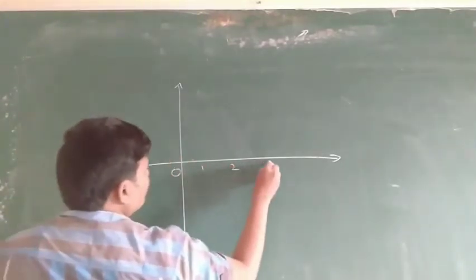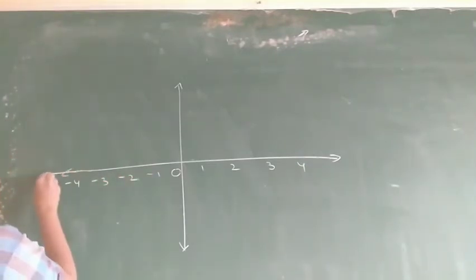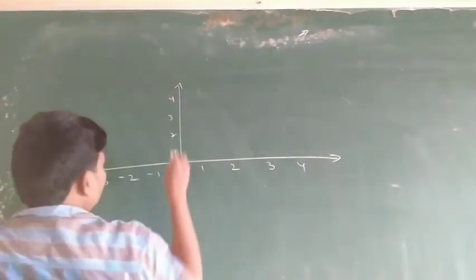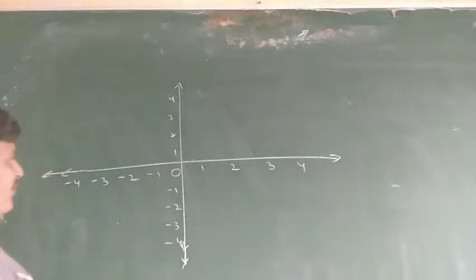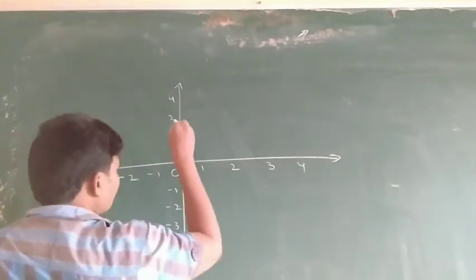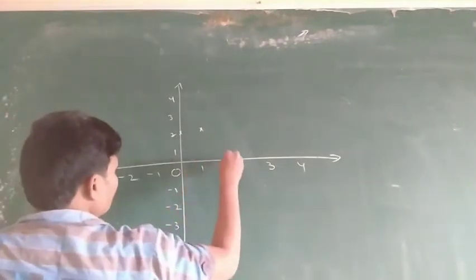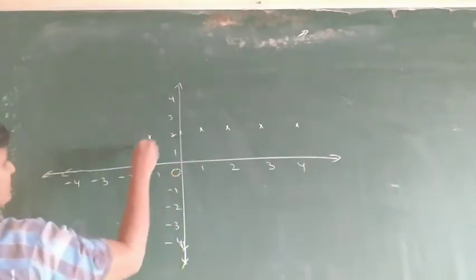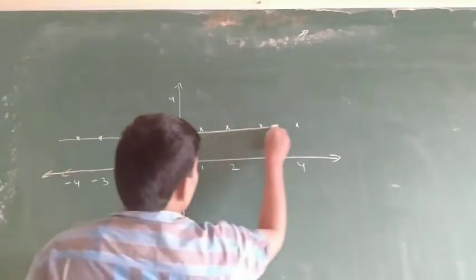Zero, 1, 2, 3, 4, minus 1, minus 2, minus 3, minus 4. 1, 2, 3, 4, minus 1, minus 2, minus 3, minus 4. Zero, 0 means 2. Okay. The points are (1, 2), (2, 2), (3, 2), (4, 2), (minus 1, 2), (minus 2, 2), (minus 3, 2), (minus 4, 2). Okay, draw the line by using the scale.